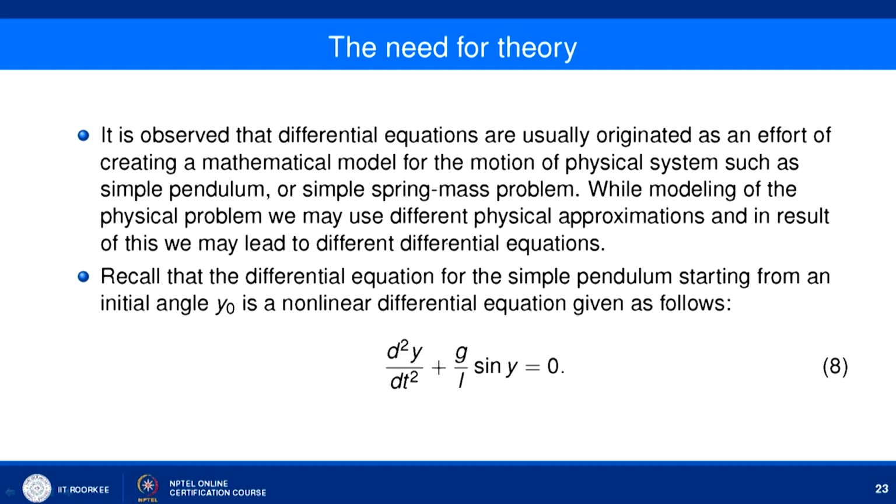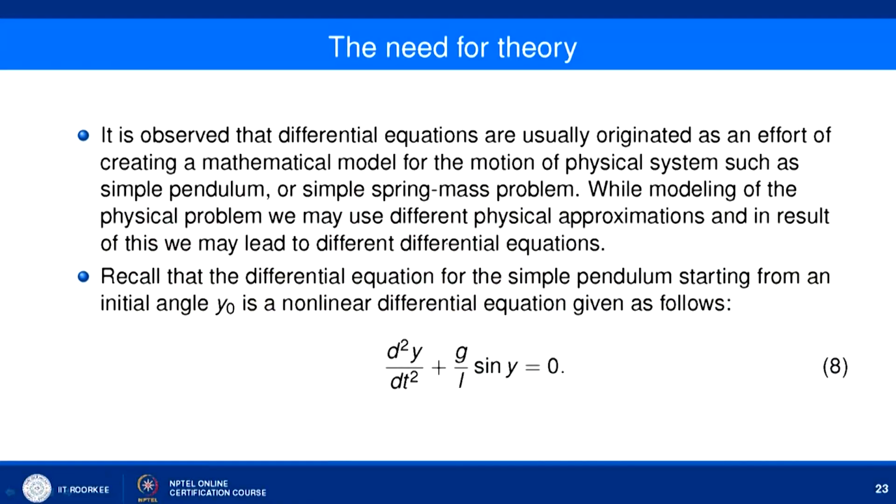But if we do not make the assumption that sine y is approximately equal to y, then this is y double dash plus some constant times sine y equal to 0, which is a nonlinear ordinary differential equation. And we have already seen that linear and nonlinear differential equations may behave in very different ways. So, it depends on the approximation, which gives rise to different ordinary differential equations coming from the same physical system. So, it is very important that a physical system may give rise to more than one ordinary differential equation if we change the set of assumptions.